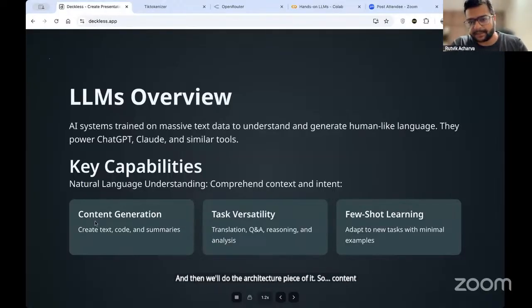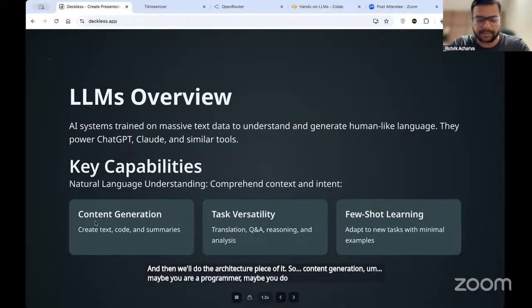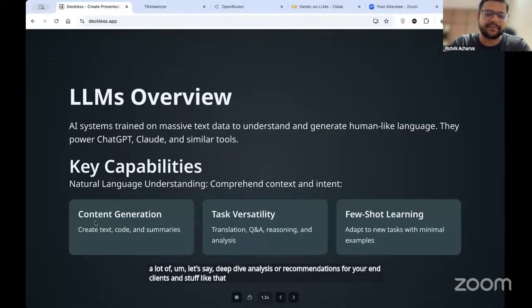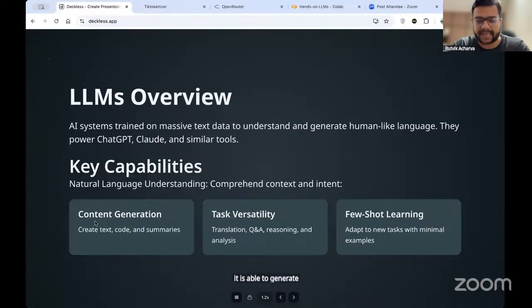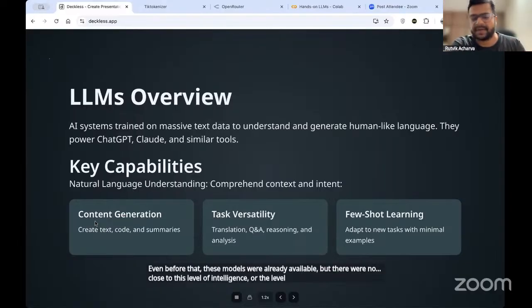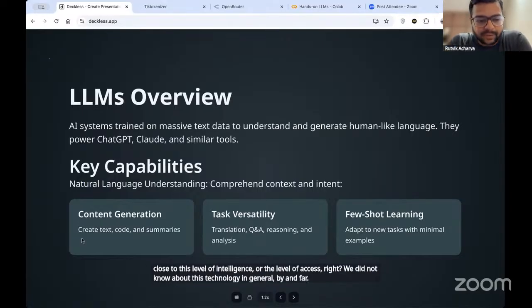So content generation, maybe you are a programmer, maybe you do Java, maybe you do Python, maybe you are a consultant and then you do a lot of, let's say, deep dive analysis or recommendations for your end clients and stuff like that, right? So whenever all of these things happen, it is able to generate new content. Up until the large language models became mainstream, that was November 2022, there was no model, I would say, that had the ability to generate text of its own, right? We could train it certain patterns, we could do some predictions, but it would not generate a lot of text, right? Even before that, these models were already available, but they were not close to this level of intelligence or the level of access, right? We did not know about this technology in general by and large. So it can generate a lot of text.